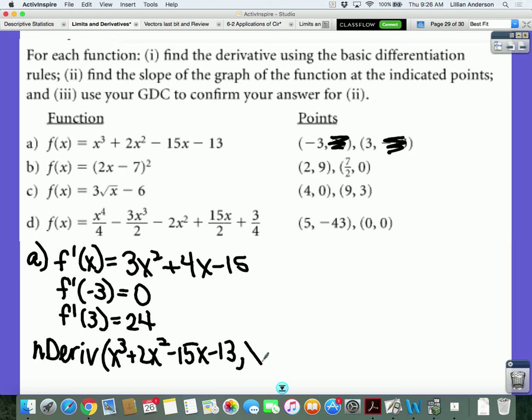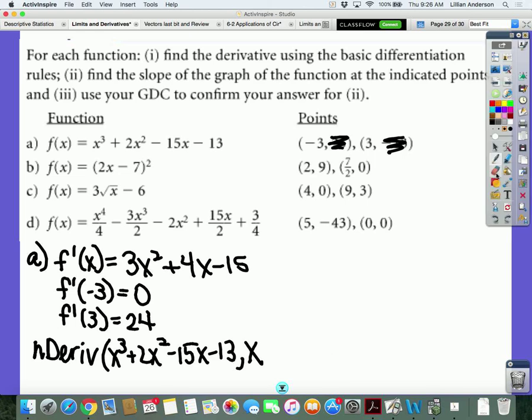Then you'll have to type in x, because you basically got to let the calculator know that you're doing the derivative with respect to x. Type in another comma, and then type in the value at which you want to find the derivative. If you want to find 3, you'll type in 3. If you want to do negative 3, you'll type in negative 3 and you close it off. When you click enter, you'll get the same result.